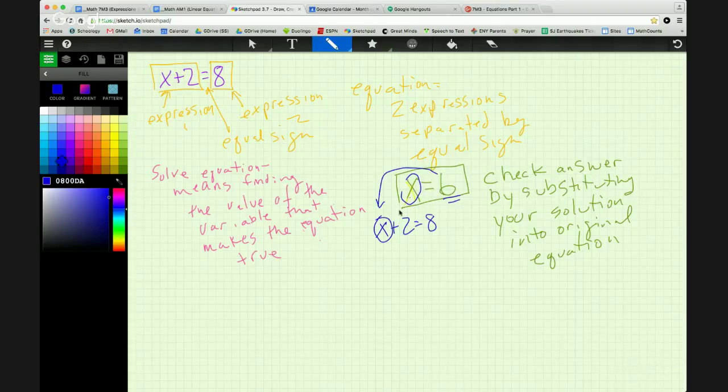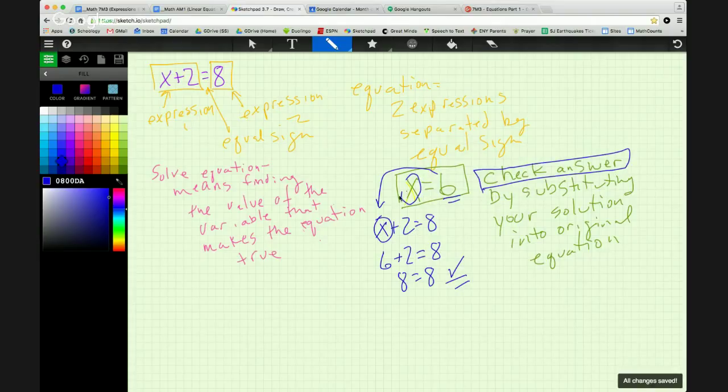So if I replace x with 6, and I say 6 plus 2 is equal to 8, well, 6 plus 2 is equal to 8, and 8 does indeed equal 8. So we have checked our solution, we've checked our answer, and we have completed this problem. Now, I'm going to come back to this concept of checking our answer by evaluating both expressions and substituting in our answer, but we'll come back to that in a little bit.